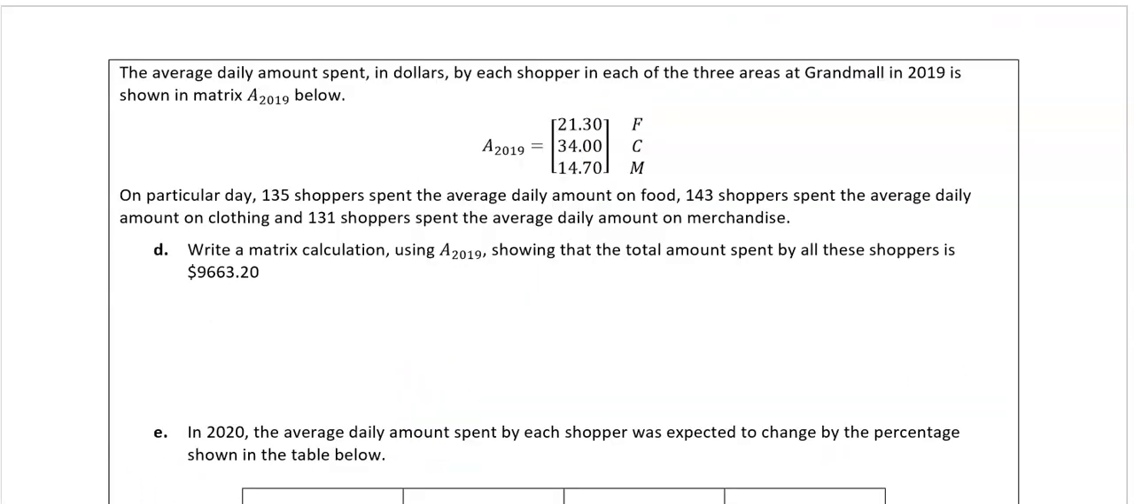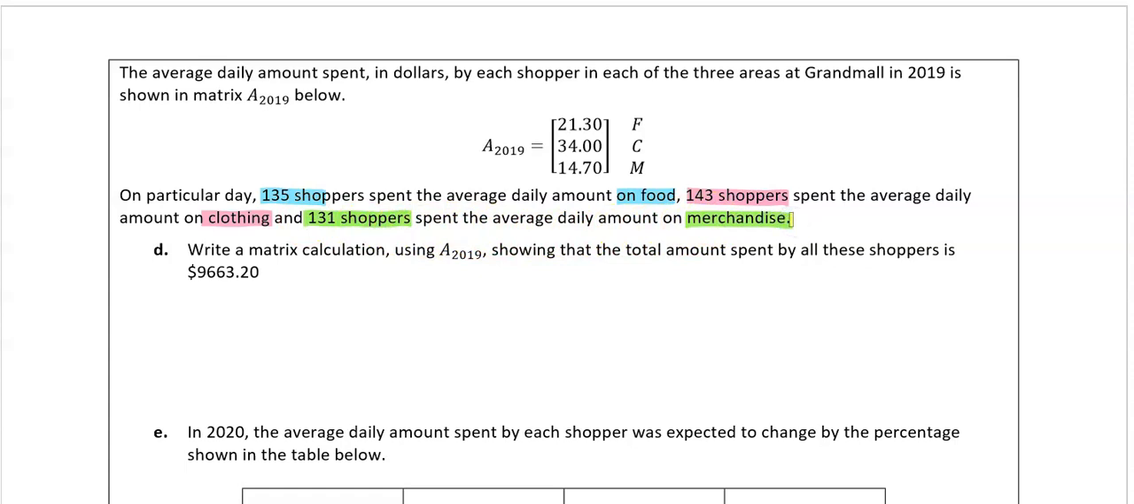Okay, so continuing on over the page, we have the average daily amount of money spent in dollars by each shopper in each of the 3 areas at Grand Mall in 2019, shown in the matrix A 2019 below. So we can see there the food, the clothing and the merchandise sections. On a particular day, 135 shoppers spent an average daily amount on food. We had 143 shoppers spend the average daily amount on clothing. And we had 131 shoppers spend the average daily amount on merchandise.